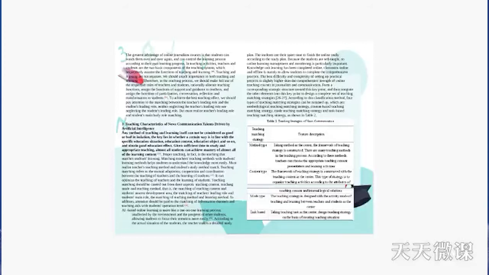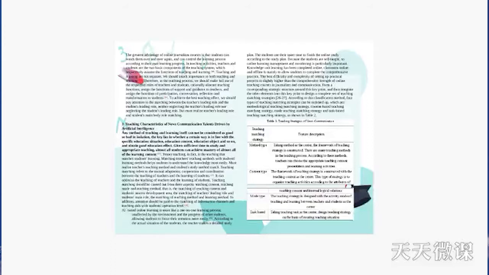AI-based online learning is more like a one-on-one learning process, unaffected by the environment and the progress of other students, allowing students to focus their attention more easily. According to the actual situation of the students, the teacher makes a detailed study plan. The students use their spare time to finish the online study according to the study plan. Because the students are self-taught, online learning management and monitoring is particularly important. Knowledge unit learning is completed online. Classroom online and offline is mainly to allow students to complete the comprehensive practice.